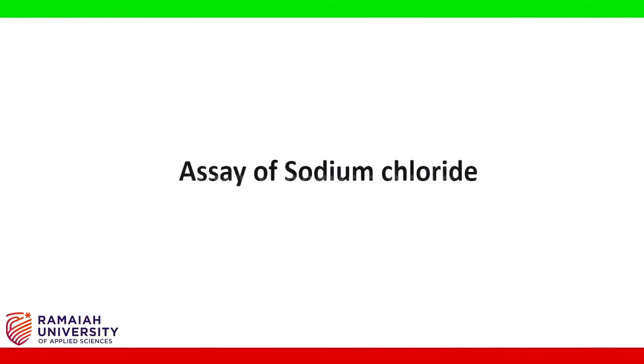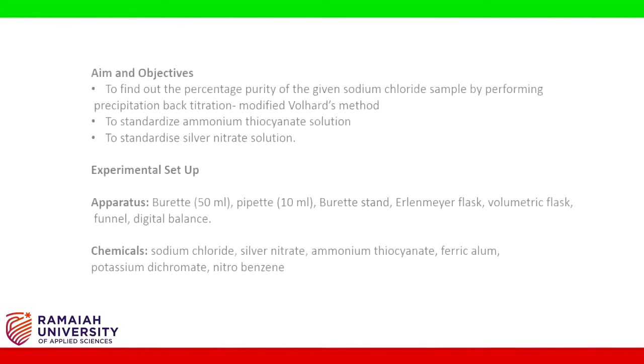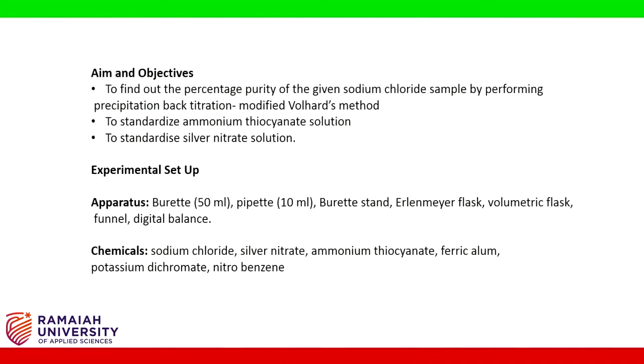Hi students, title of the experiment: Assay of sodium chloride. Aim: to find out the percentage purity of a given sample of sodium chloride by performing precipitation back titration, that is, modified Volhard's method. Apparatus required for this experiment are burette 50 ml, pipette 10 ml, burette stand, volumetric flask, conical flask, funnel and digital balance.